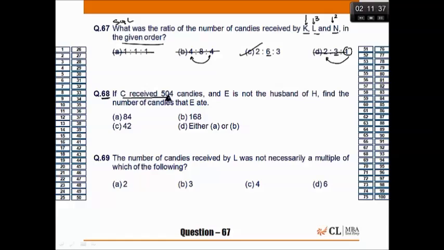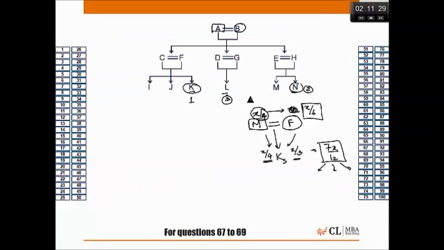If C received 504 candies and E is not the husband of H, find the number of candies E ate. C received 504. E is not the husband of H, so E has to be the wife of H. Great. And who is C? C received 504. Now that can be, I think, 2 cases. C can be a male, C can be a female.